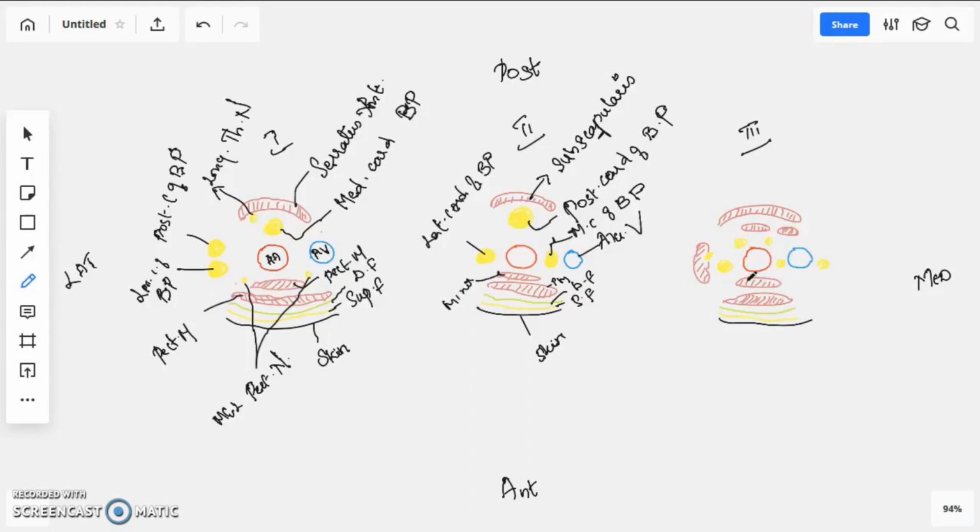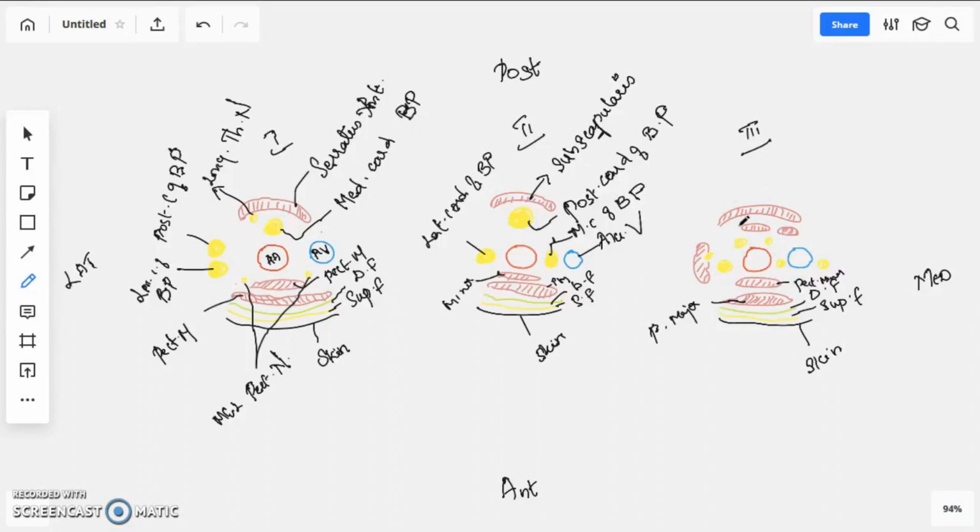In the anterior wall, same relation as the first and second part. The first layer will be skin and the second layer will be superficial fascia. The third layer will be deep fascia. Fourth, pectoralis major, and fifth will be pectoralis minor. So that's it about the anterior relation.